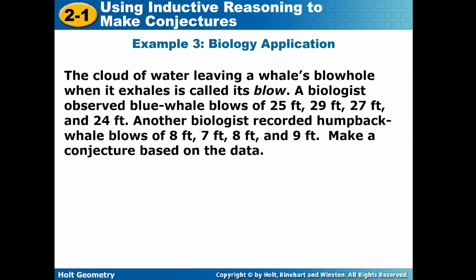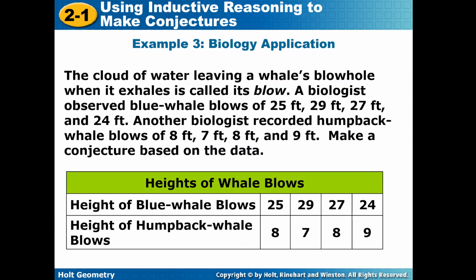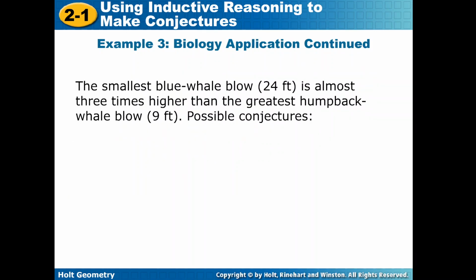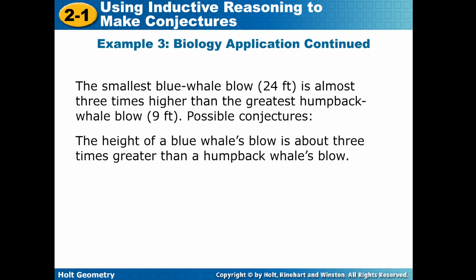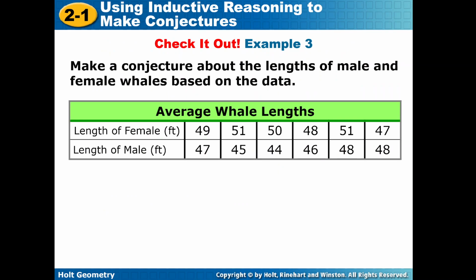So make a conjecture based off the data. Here you just want to compare the lists of data. The smallest blue whale blow is 24 feet, which is almost 3 times higher than the greatest humpback whale blow, 9 feet. So a possible conjecture: the height of the blue whale's blow is about 3 times greater than the humpback whale's blow, and the height of the blue whale blow is greater than the humpback whale blow. Whatever pattern you find is what leads to the conjecture.